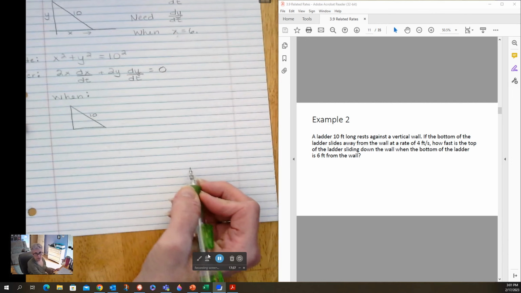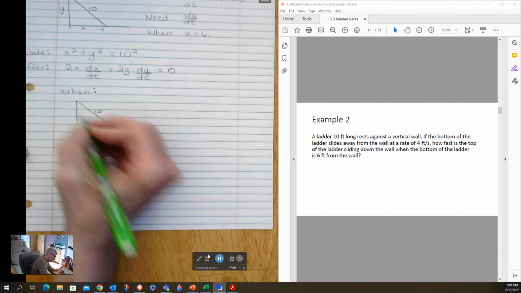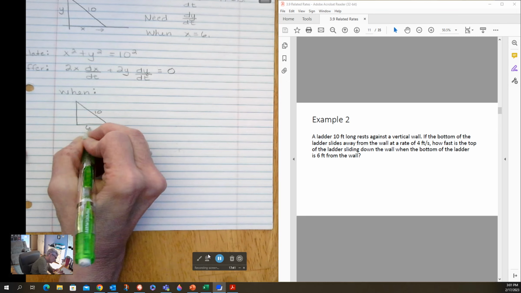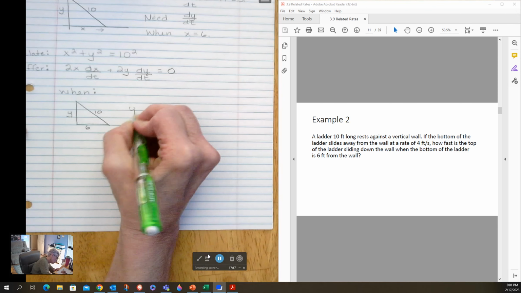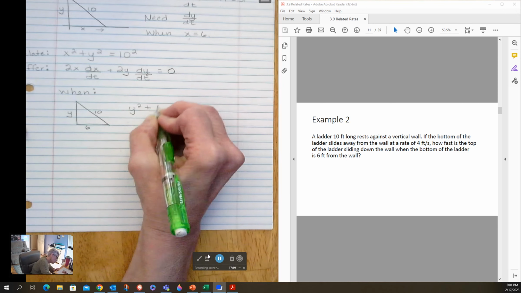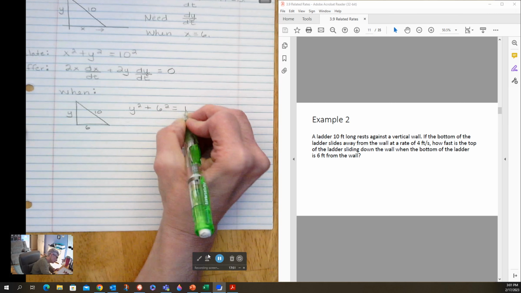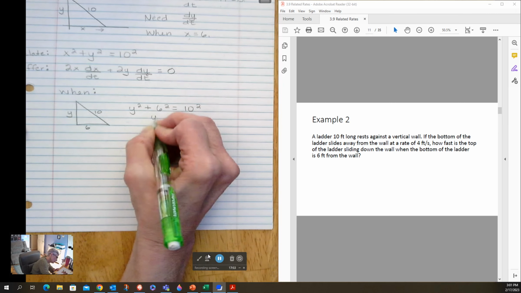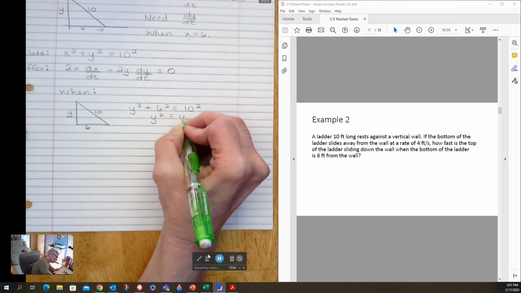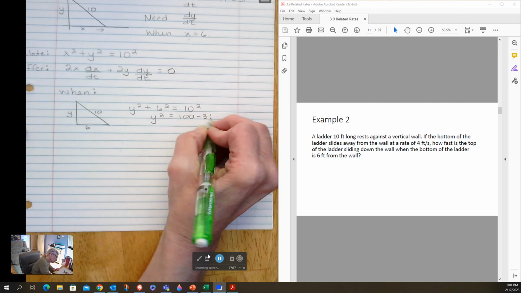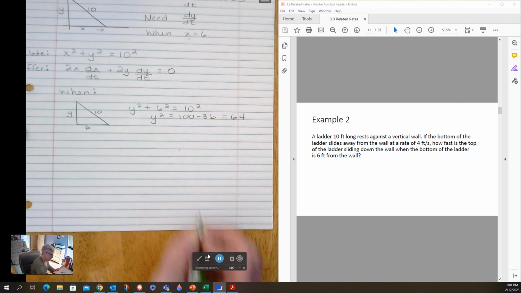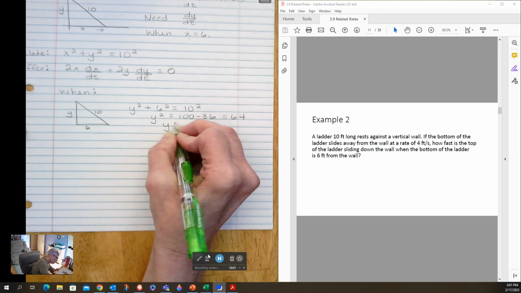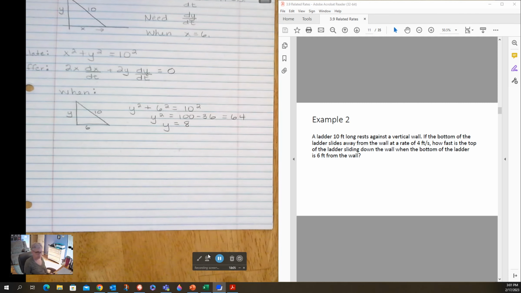Hypotenuse, 10 all the time. When x is equal to 6, I need to know what y is. So y squared plus 6 squared equals 10 squared. y squared equals 100 minus 36, which is 64. So y is equal to 8.